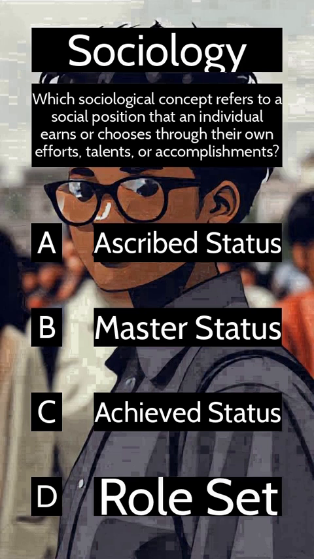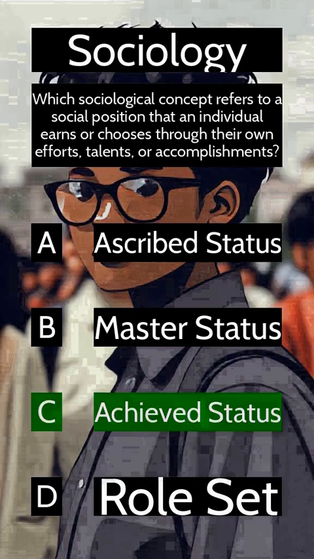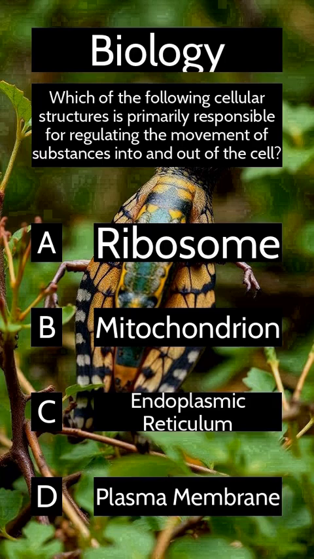own efforts, talents, or accomplishments? Answer C. Achieved status. Which of the following cellular structures is primarily responsible for regulating the movement of substances into and out of the cell?